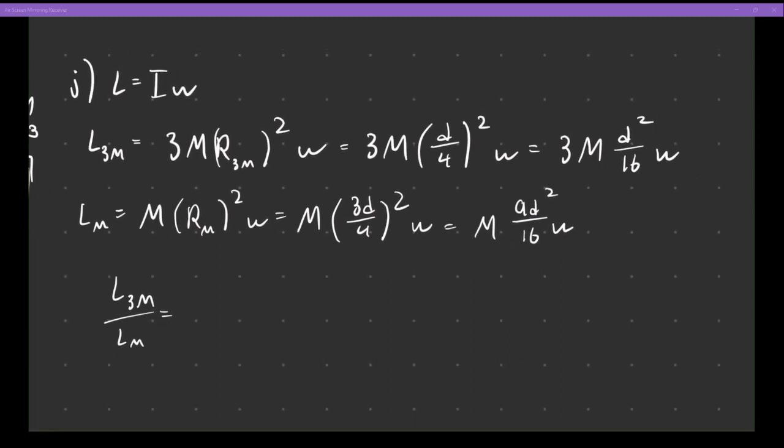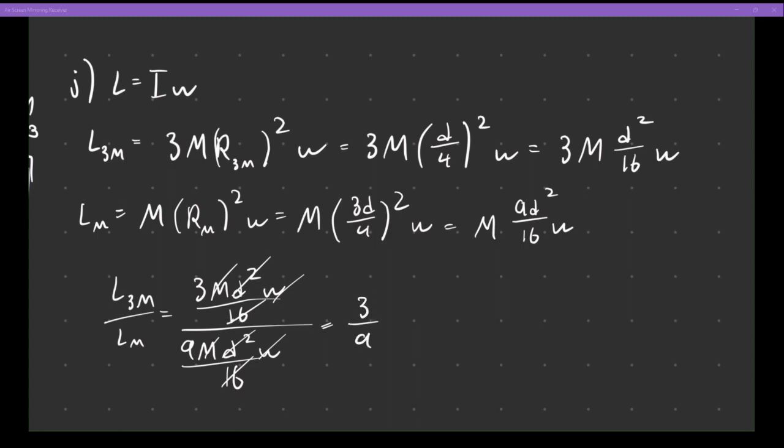So 3m d squared omega over 16 divided by 9m d squared omega over 16. This cancels, d squared cancels, omega cancels, and then the 16 cancels. It's just left with 3 over 9, or aka 1 over 3 once again.